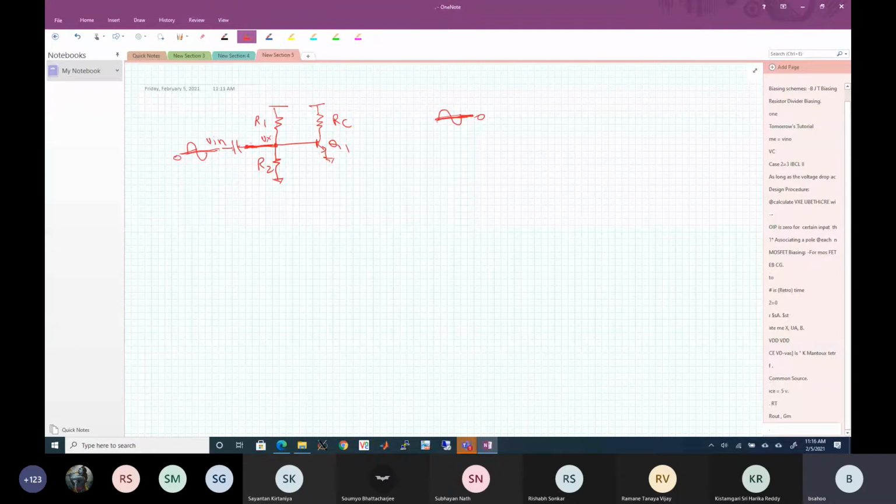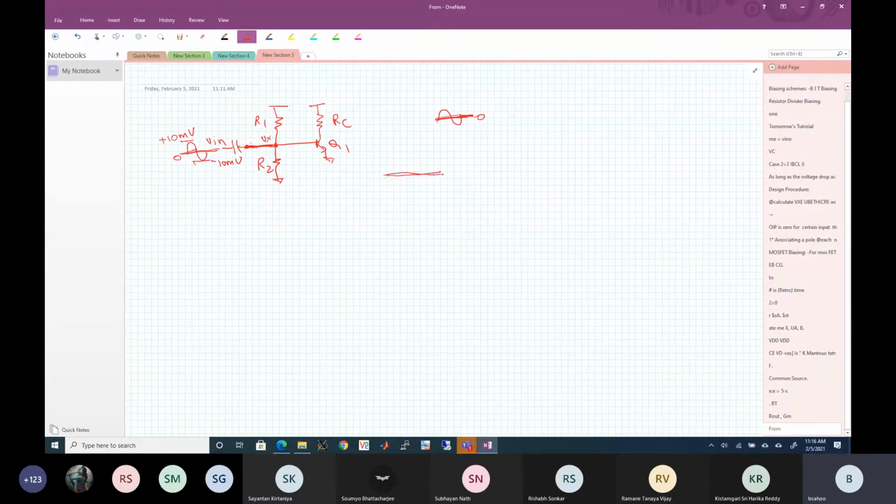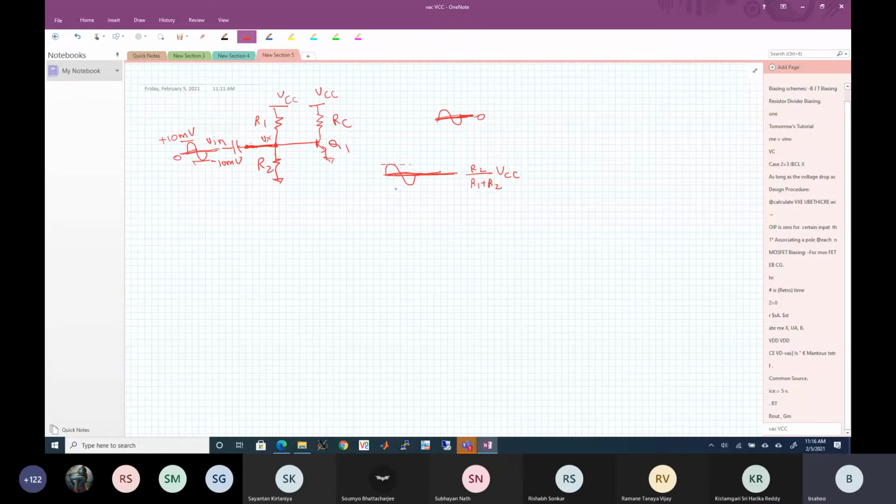So now what happens here? The signal is going, let's say, 10 millivolts up and down. So this is minus 10 millivolts and this is plus 10 millivolts. Then what is the swing here? I might ask this in the exam: Vx will have a DC voltage equal to R2 divided by R1 plus R2 times VCC. And therefore, the signal at Vx will go up and down by roughly plus minus 10 millivolts.